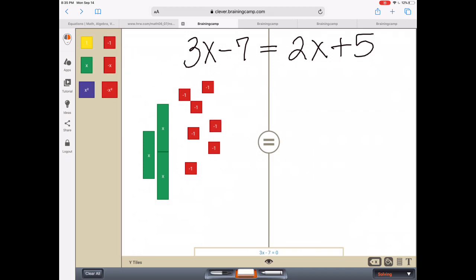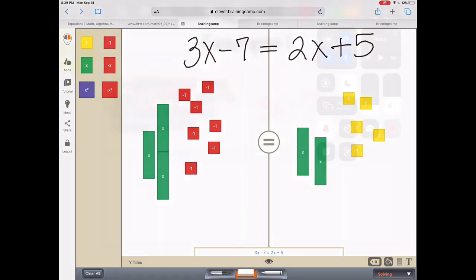Okay, and if you notice at the bottom, I can ensure that I'm having the same 3x minus 7 and 3x minus 7. On the right side, it says I'm going to have 2x, plus 5. So I'm going to represent that plus 5 with the positive units, 1, 2, 3, 4, and 5. Okay, so now I've modeled my equation.